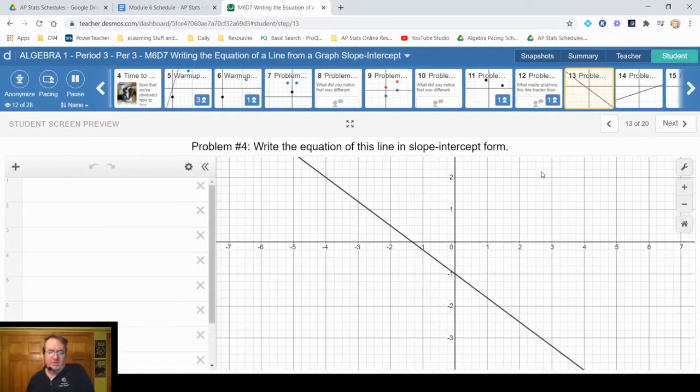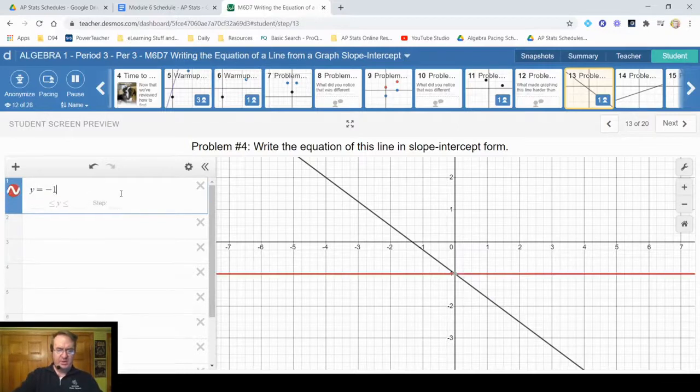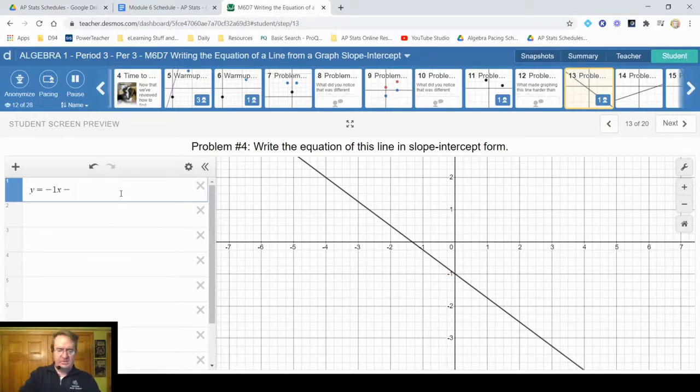So let's try 13. Write an equation of this line in slope intercept form. A couple of things you probably want to do first is identify where this line is crossing the y-axis. And you're like, okay, it's going down. Negative 1. It's negative, so I'm going to go down. So that's going to be y equals -1. Oh, see, look, right even there. It even works. So x minus 1.